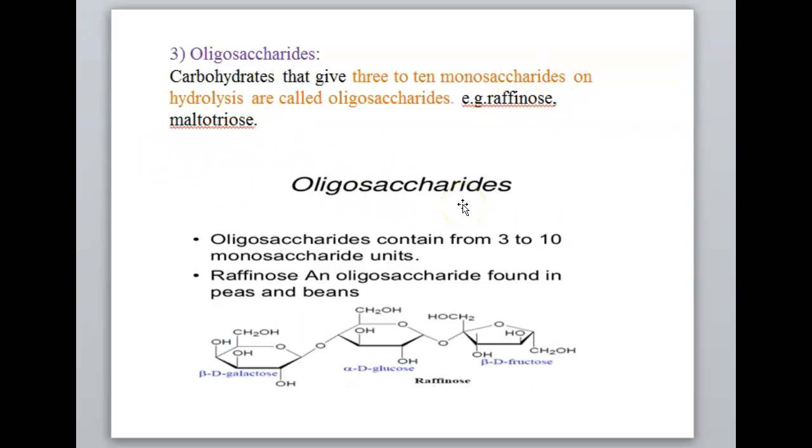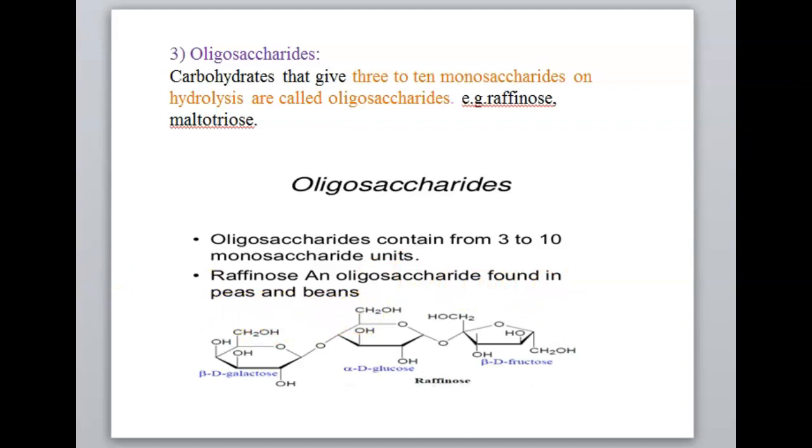In these oligosaccharides, you just see that the oligosaccharide contains 3 to 10 monosaccharide units. In a disaccharide, we combine 2 different monosaccharide units to form the disaccharide. Disaccharide means the word indicates 2 monomeric units, but oligosaccharides contain 3 to 10 monosaccharide units, and then the oligosaccharide is formed. The best example is raffinose, and oligosaccharides are found in peas as well as beans.